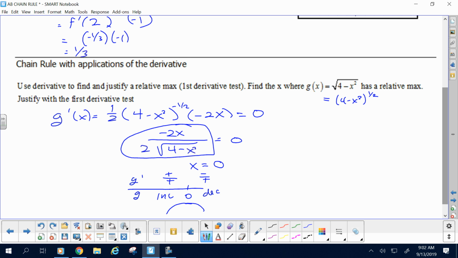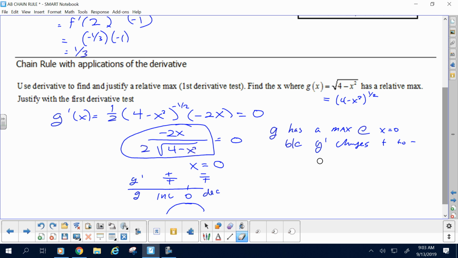Yeah, so let's conclude it. G has a max at x equals 0. Why? Because G prime changes from positive to negative at x equals 0, and that I already said where, okay?